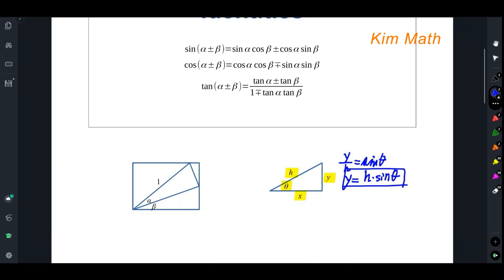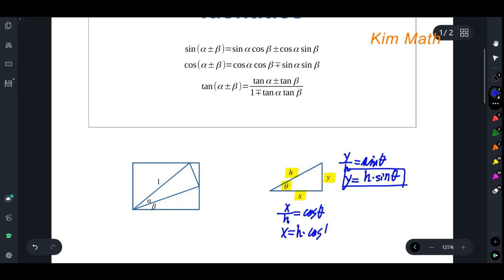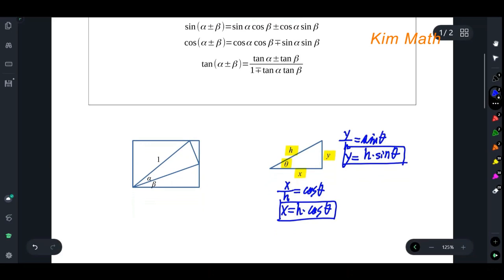And one more thing, x over h equals cosine theta by definition, right? So from here x will be h times cosine theta. Okay, these two equations are very useful to find the opposite length or adjacent length when you are given the hypotenuse and angle. Okay, remember this one.